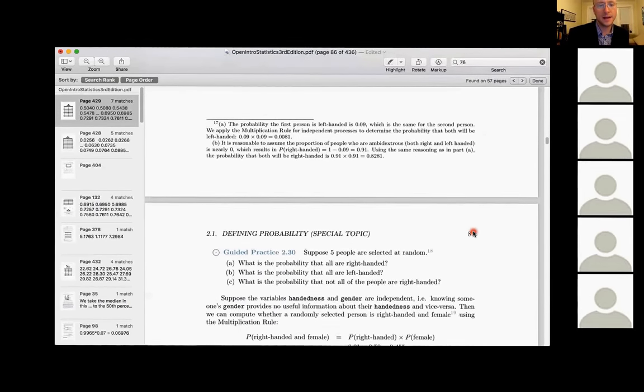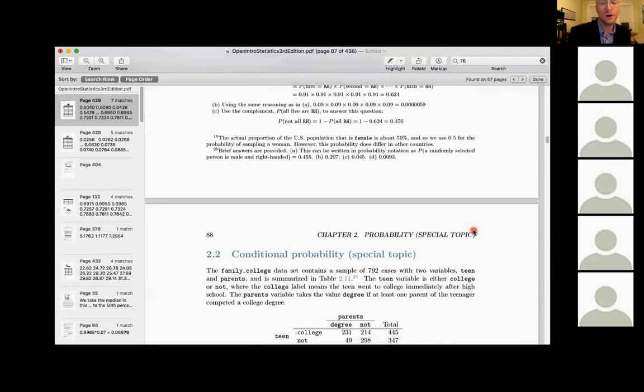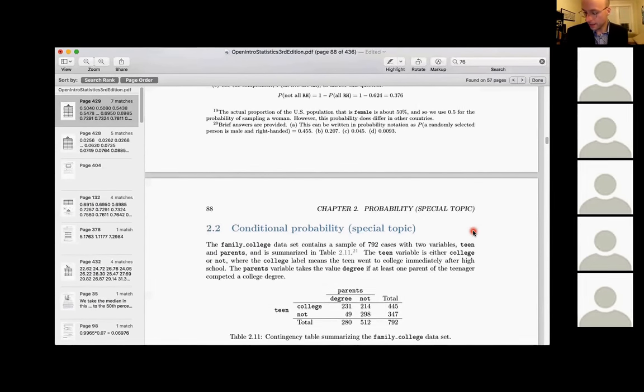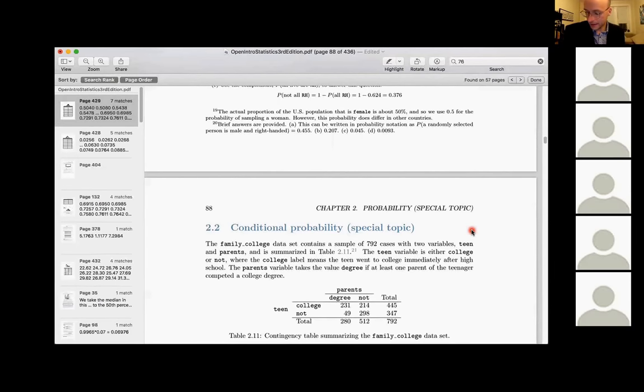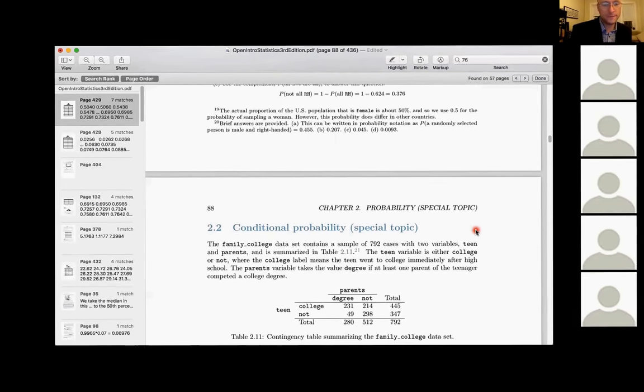I see it's 6 o'clock. I know I can often go longer than is desired, and we're only at page 88, and we've got to get all the way to 100.